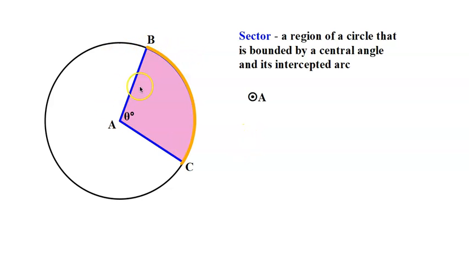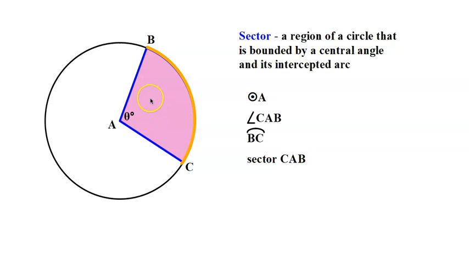The central angle, that's what I have here in blue, angle CAB, or you could call it BAC, that'd be fine. And the intercepted arc is this orange arc right there, arc BC. And the sector is what I have highlighted in pink. This is sector CAB, and that's how you name it, with all three letters, just like naming the angle. And we don't have a symbol for sectors, so we just write out the word sector, sector CAB. We could also call it sector BAC. That would be fine.